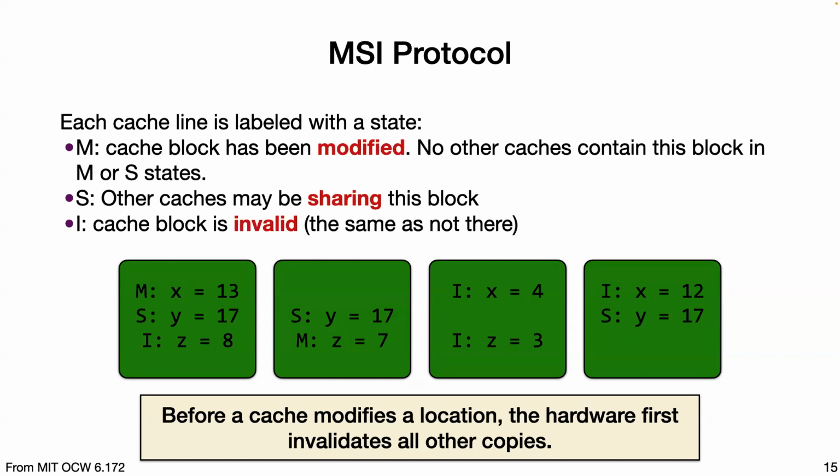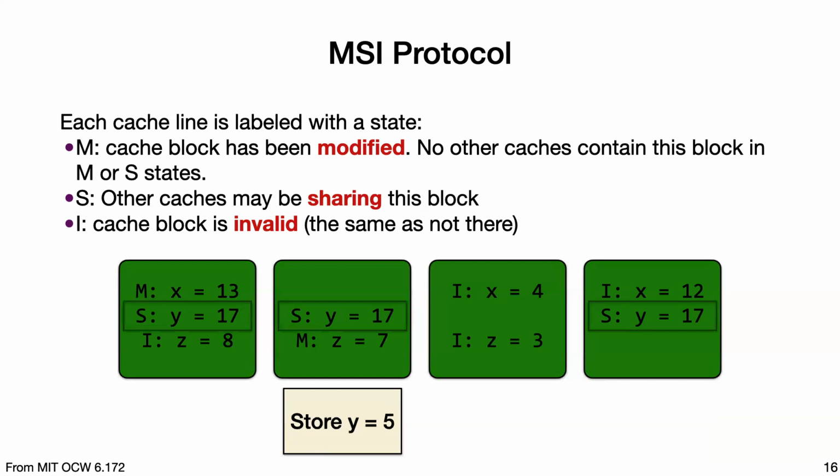So if you have a line that is invalid in your cache, you can't use that value because it has been overwritten somewhere else. And basically the way that MSI works is, if you have a processor cache and you want to modify some value, the hardware first has to invalidate all the other copies in everyone else's cache because their copies are no longer valid.